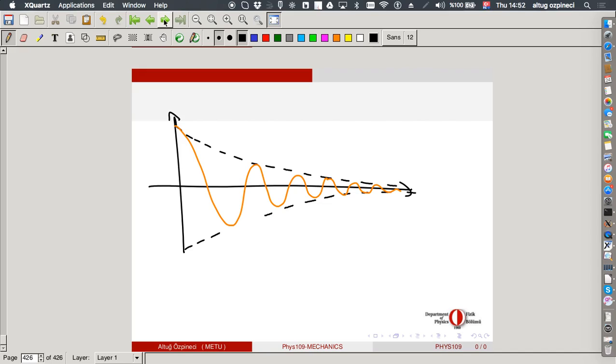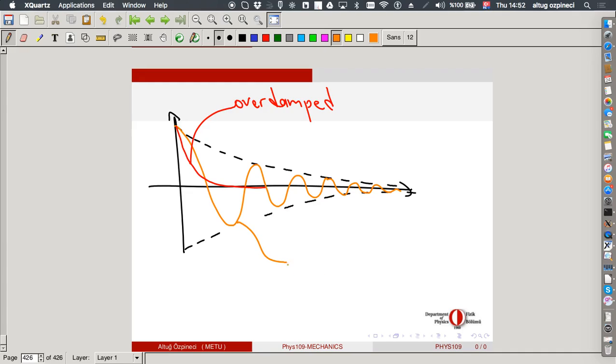Now if gamma gets larger, that means the amplitude will decay much faster even before my pendulum or my oscillating system makes one full cycle. So if the amplitude just goes to zero before my system oscillates, this will be what I will observe. So this is what we call overdamped. So it's too much damped.